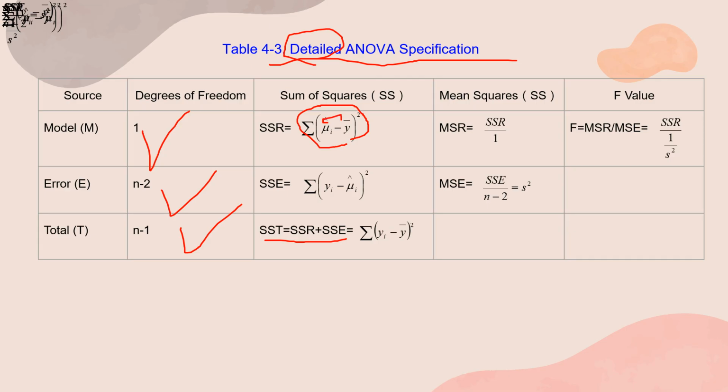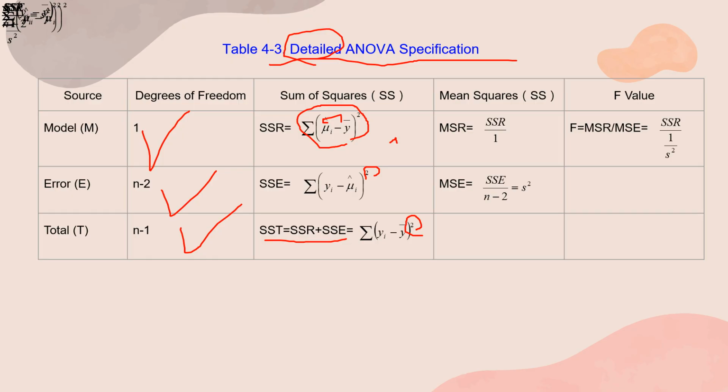But the formula for this one is the summation. It's called a hat, H-A-T, hat, like a gentleman wearing a hat. SSR equals the summation of y hat i minus y bar, squared. And SSE equals the summation of yi minus y hat i, squared. And SST equals the summation of yi minus y bar, squared.